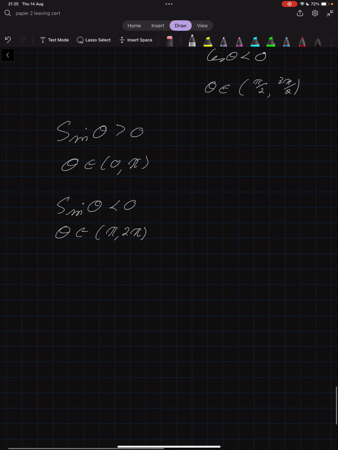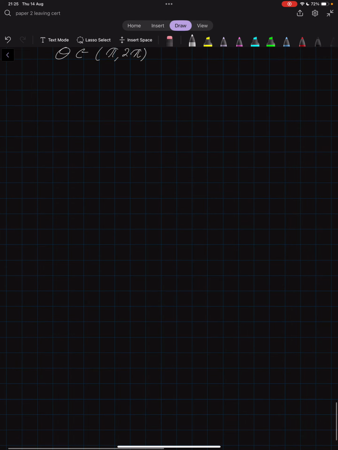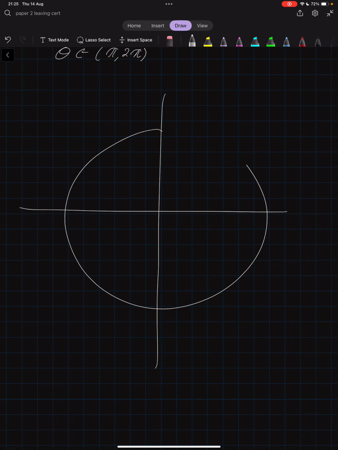And the way you can remember this is CAST. Okay? So if I do it out, you have C, A, S, T. So basically here, cos is the only one that's greater than 0. Here, all of them are greater than 0. Here, only sine is greater than 0. And here, only tan is greater than 0. Okay? So that's it. That's all.